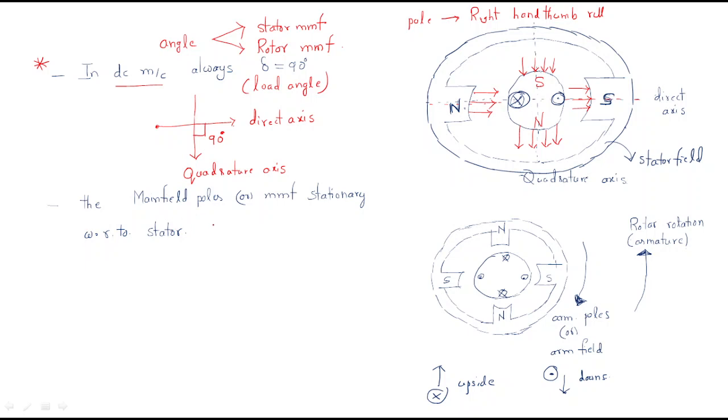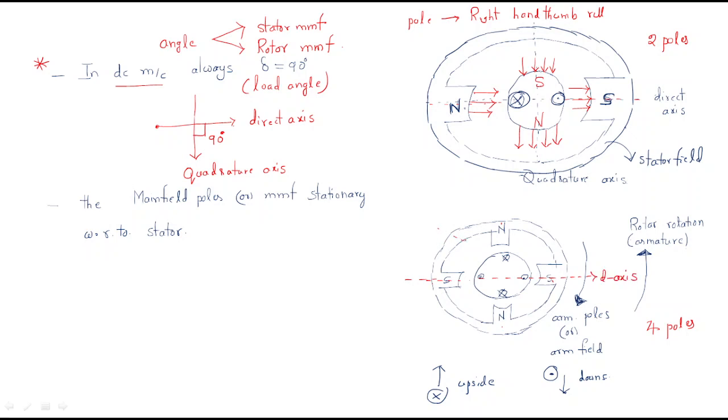Next, this is for the two poles case. If you are using four poles, look here: this is the stationary field part. It has four poles, north, south, north, south, and these are the conductors. Across north we have cross, across south we have dot. So now if you observe here, this is called the quadrature axis, and this is called the direct axis, the D axis.